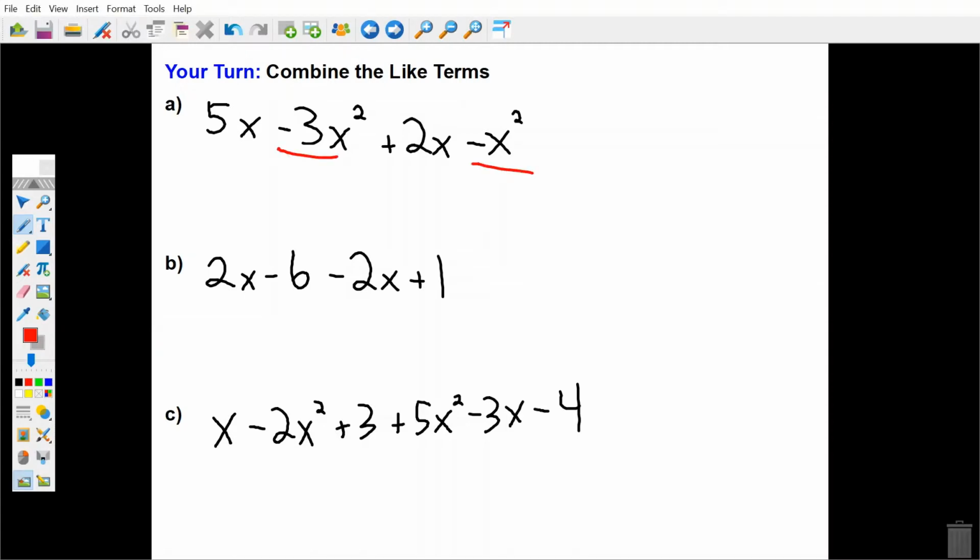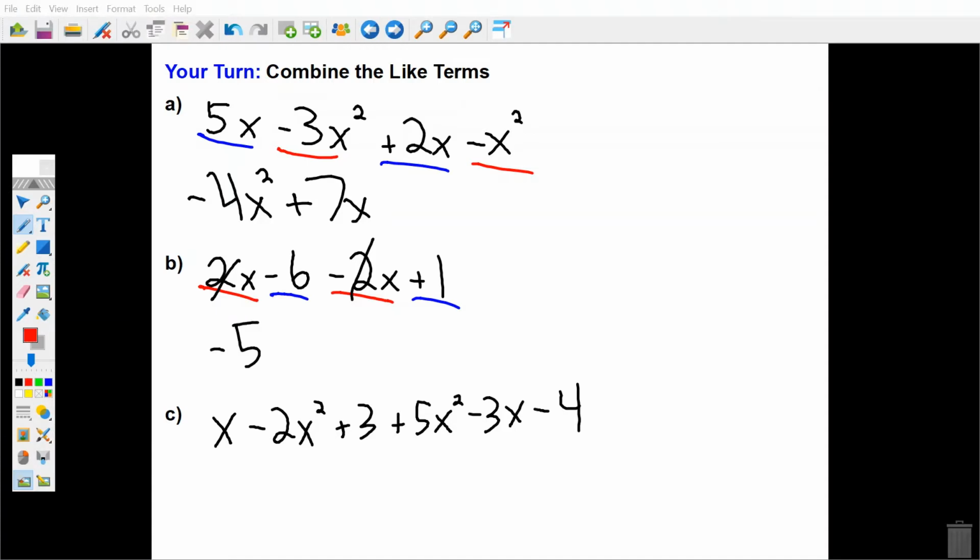Identify your like terms, and then combine. Negative 3 minus 1 is negative 4x squared. 5 plus 2 is 7x. For part B, 2x, negative 2x, and negative 6 and 1 are like terms. 2 minus 2 is 0. Negative 6 plus 1 is negative 5.